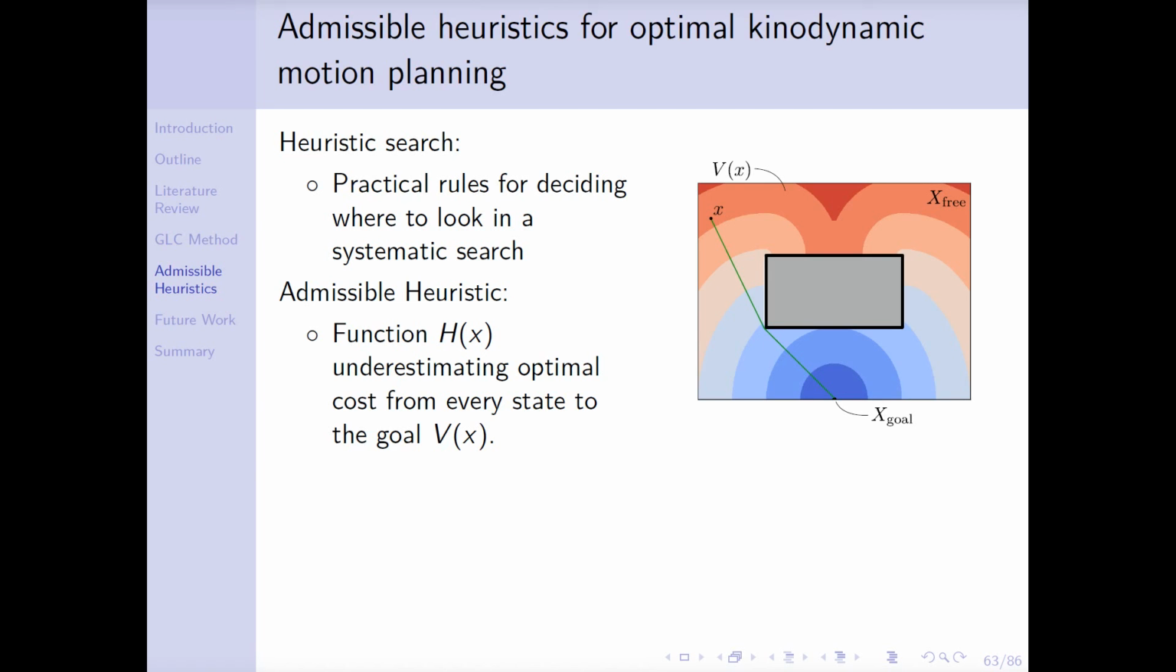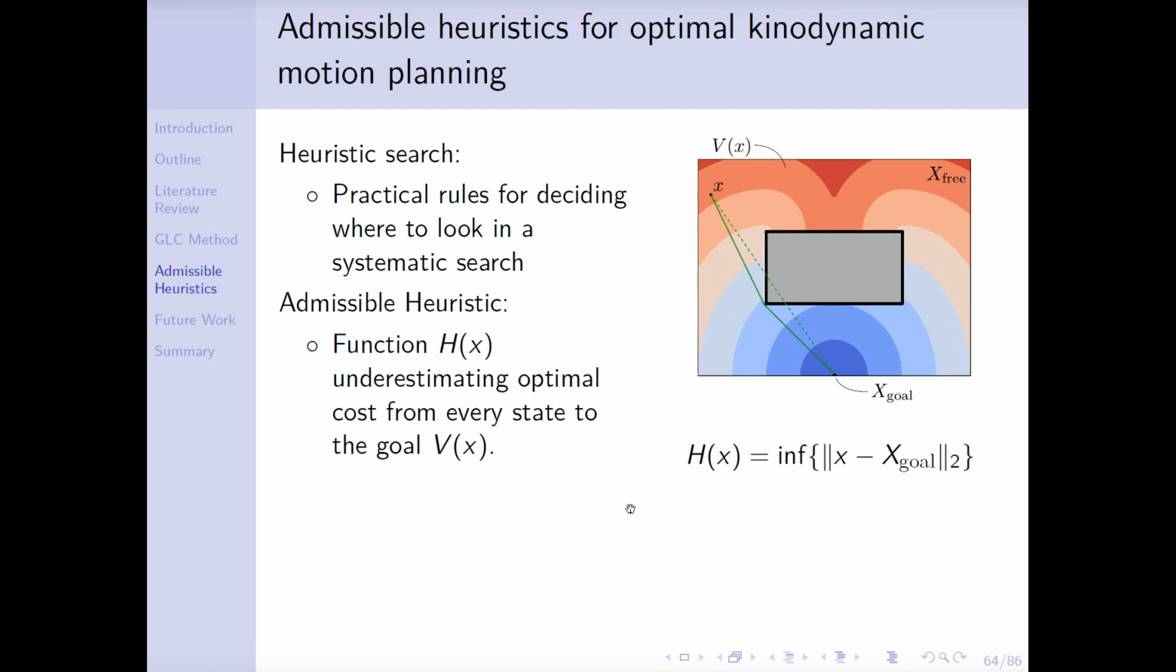In this graphic I'm showing in the slide, it's a simple shortest path problem. And for these problems, an obvious heuristic that gets used all the time is the Euclidean distance from the initial state to the goal, because the length of the straight line connecting an initial state to the goal is shorter than the shortest path in the presence of obstacles.